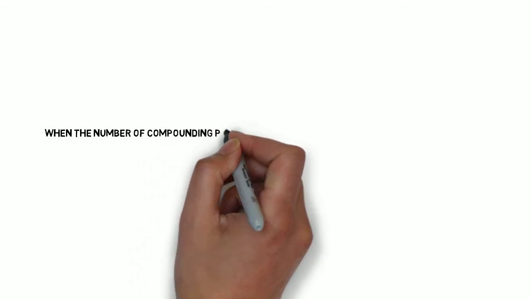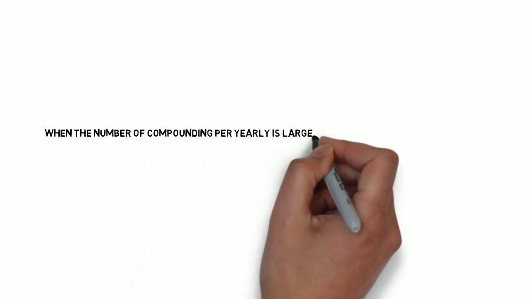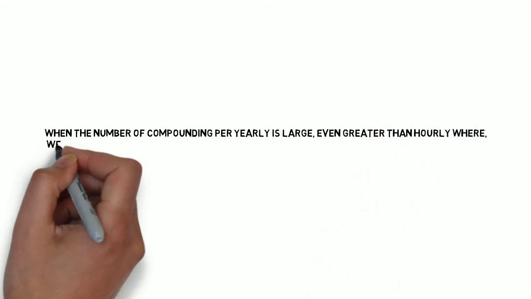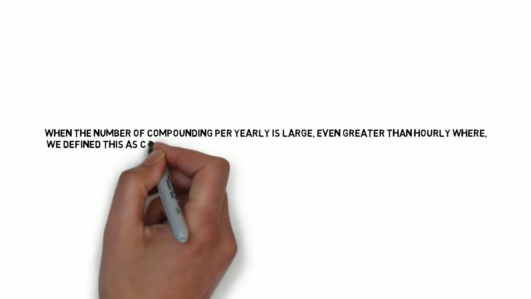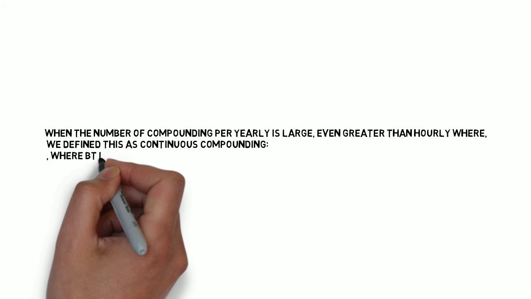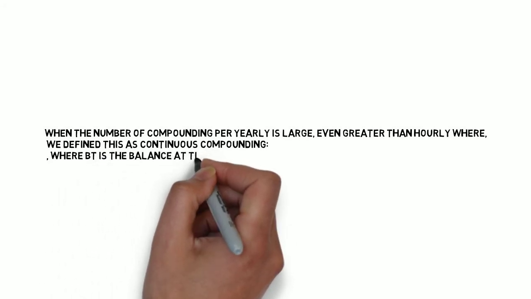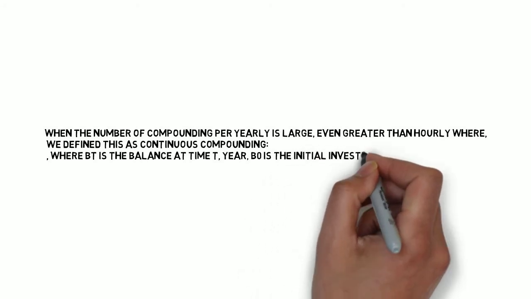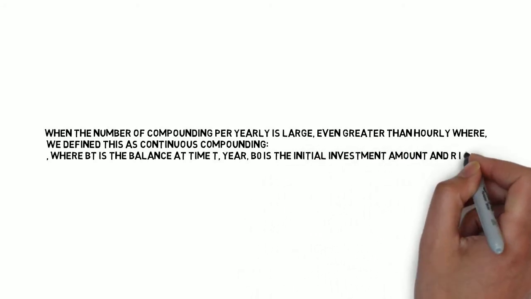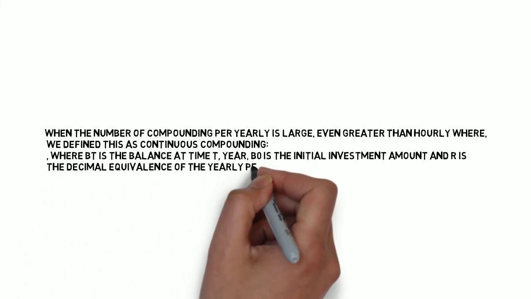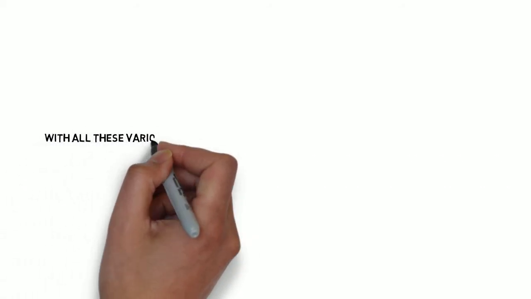Continuous compounding. When the number of compounding periods per year is large, even greater than hourly, where 365 times 24 is equal to 8,760, we define this as continuous compounding. Bt equals B naught times e to the power of rt, where Bt is the balance at time t in years, B naught is the initial investment amount, and R is the decimal equivalent of the yearly percent rate.